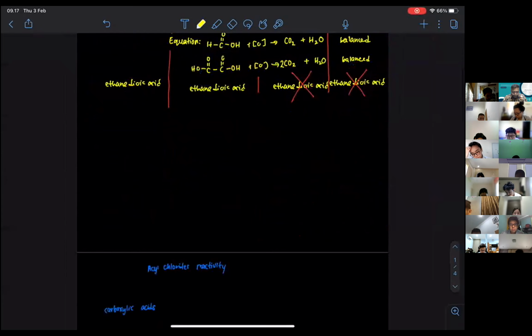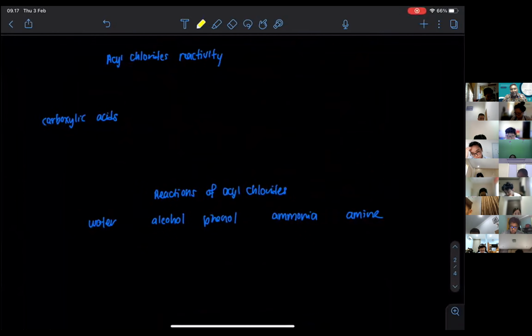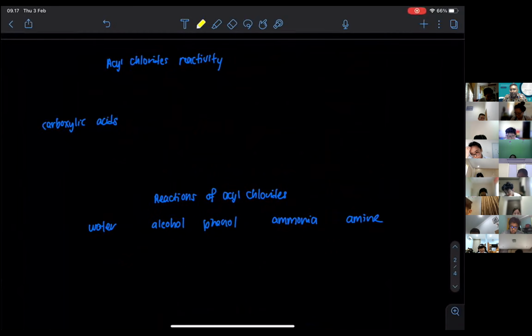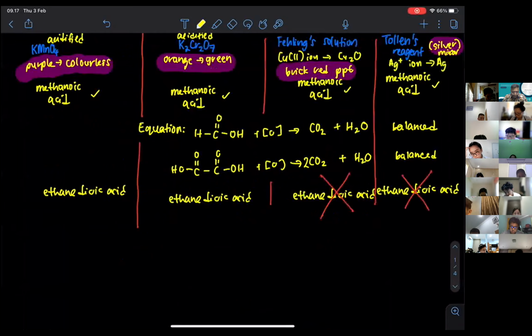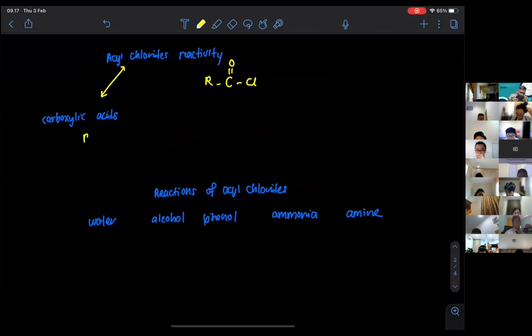I hope you are still with me. Now, acyl chloride's reactivity. If you look, normally when they say reactivity, they are comparing the reactivity between acyl chlorides and the carboxylic acid. So they are comparing between these two. In order to look at it, you need to look at the structure C double bond O. This is acyl chloride, with the R group. And then carboxylic acid, you have R group C double bond O and then OH.